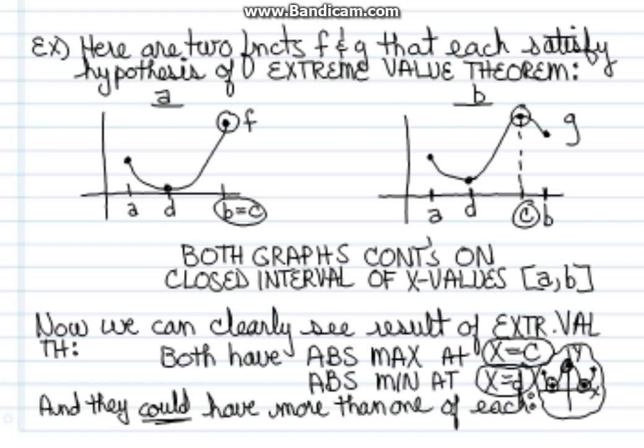It was continuous. The function was continuous on a closed interval, so it included the endpoints in the graph. And then we knew for sure there would be an absolute maximum and an absolute minimum.